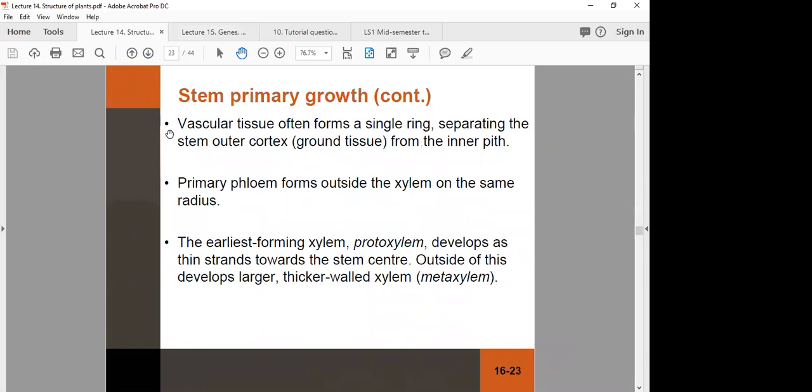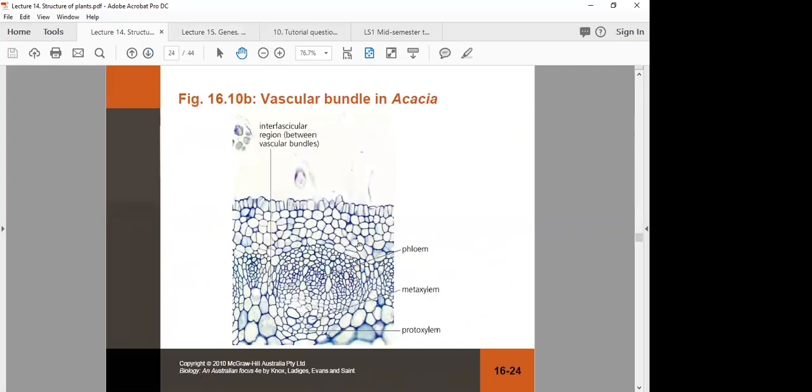Okay, so we've seen that the vascular tissue often forms a single ring within the stem of a dicot. It separates the stem outer cortex, that is the ground tissue, from the inner pith cells. The primary phloem forms outside the xylem on the same radius. The earliest forming xylem is called protoxylem, and to the outside of this develops larger, thicker walled xylem called metaxylem. Not particularly important for you to remember, but that's illustrated here.